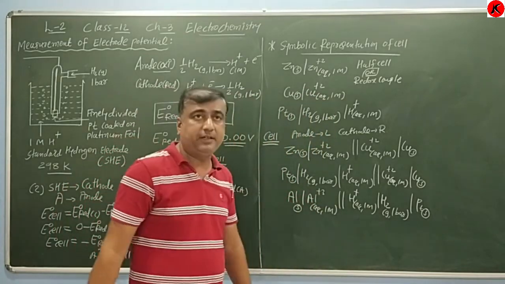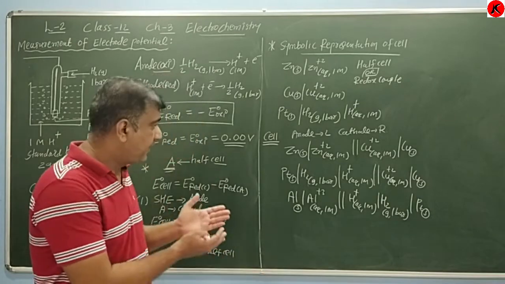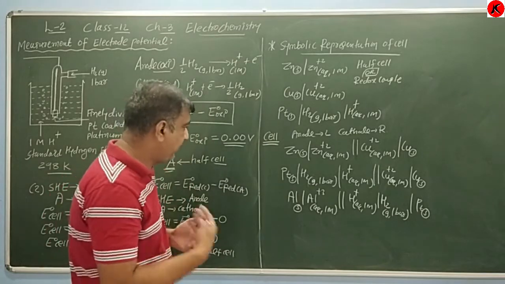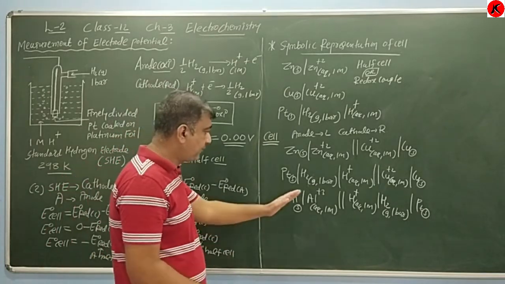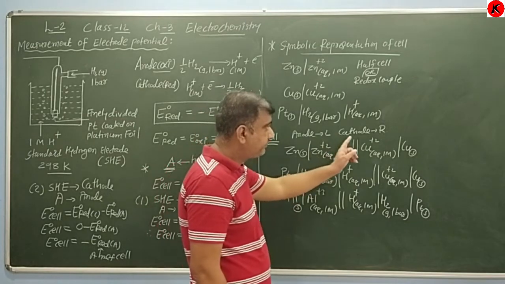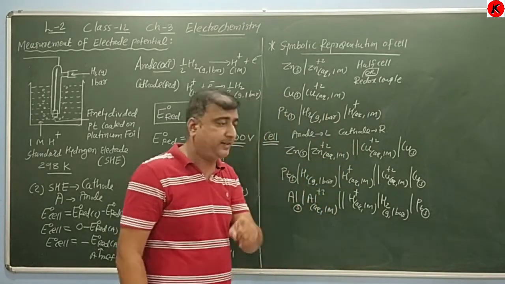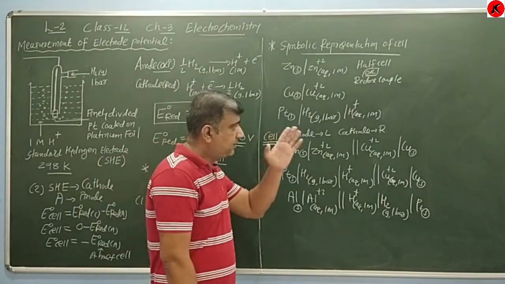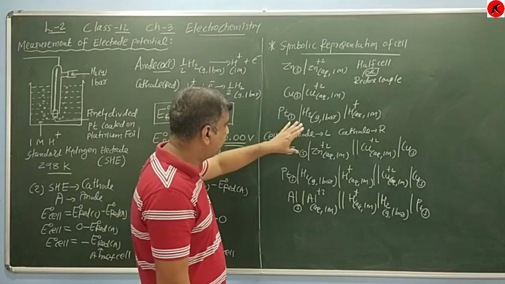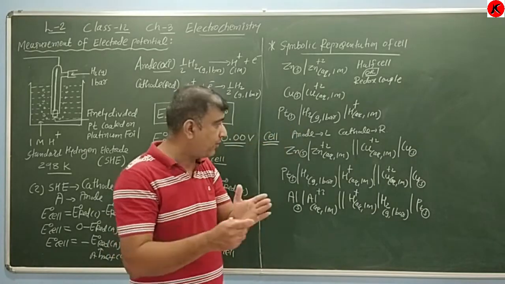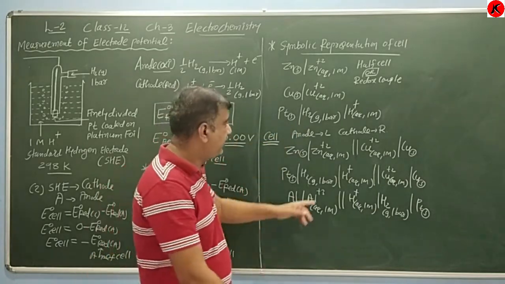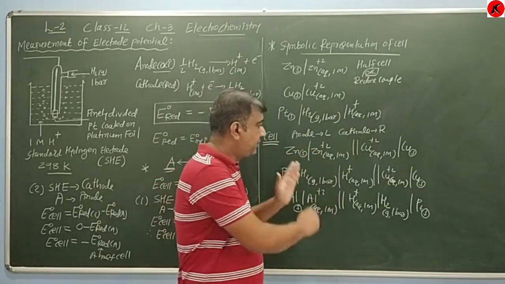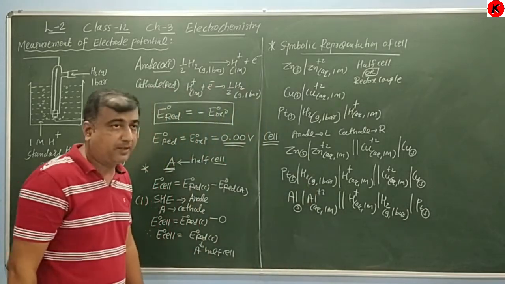So if a symbolic representation is given, then from this we can decide which half cell acts as an anode and which half cell acts as a cathode. Remember, the anode is on the left side, the cathode is on the right side. In the anode, an oxidation reaction always takes place. In the cathode, a reduction reaction takes place. And the anode is always the negative pole, and the cathode is always the positive pole in the case of an electrochemical cell.